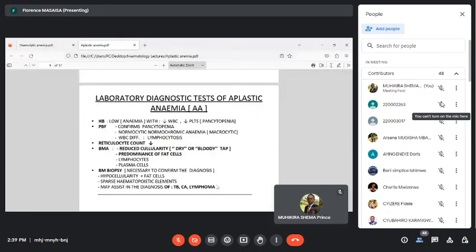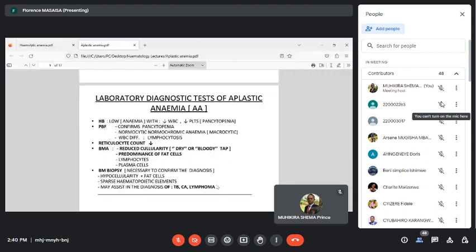Then the peripheral blood film will confirm pancytopenia. Anemia will be normocytic, normochromic. Sometimes you see an increase of lymphocytes compared to the rest. There will be decreased reticulocytes. So again, decreased production from the bone marrow is reflected by a decreased reticulocyte count.